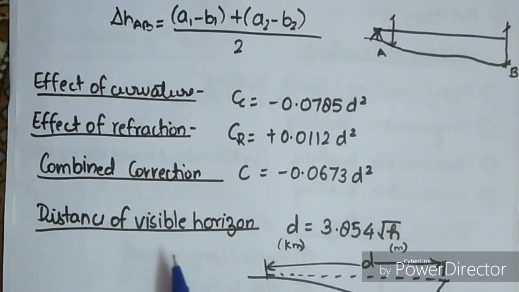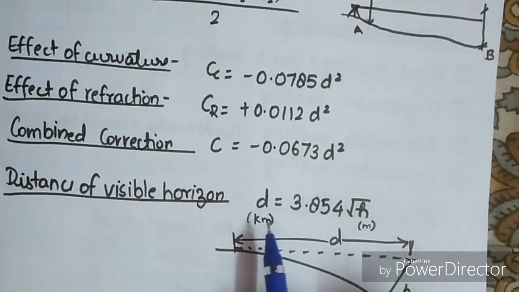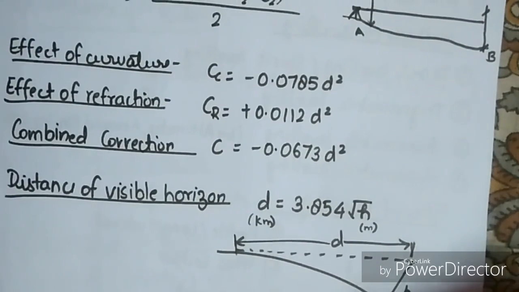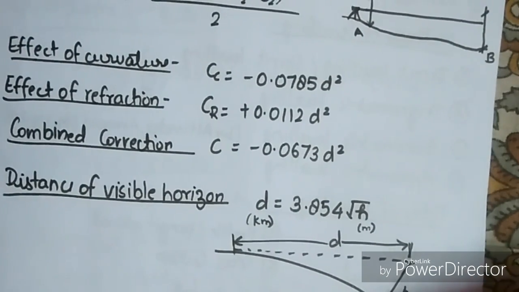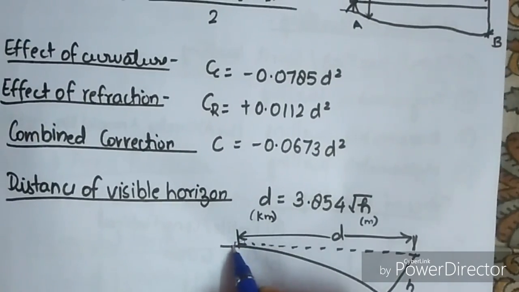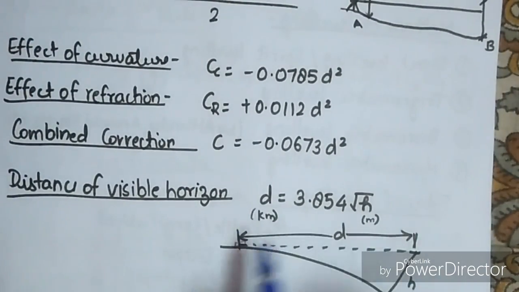Next topic is distance of visible horizon. Usually questions are asked from this topic many times. This is d equal to 3.854 under root h. H is the height of this particular object. Like if we are having a lighthouse visible from this point on the ship, then we can determine this distance by using this formula. Here the distance d is in kilometer and this height is in meter.